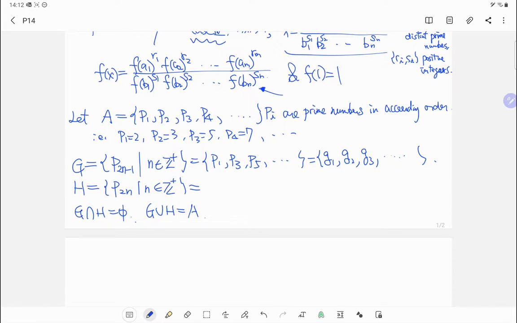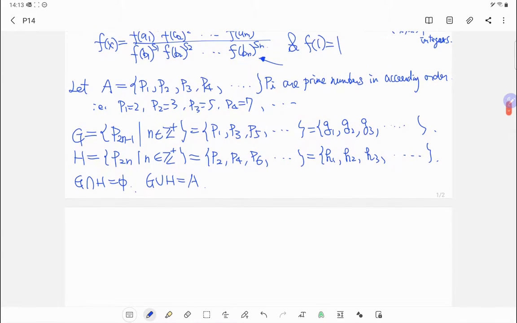So we have separated the prime numbers into two sets, and how to separate them is actually arbitrary. As long as you can separate them into two sets, it is fine. It doesn't necessarily separate the set A like this, but it is easy to write. So H will be defined as P2, P4, P6, and so on. And we can call them H1, H2, H3, and so on and so forth.